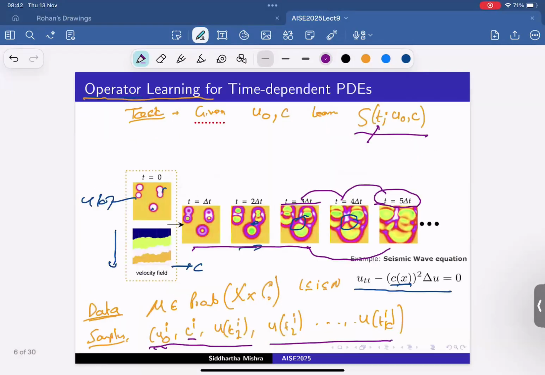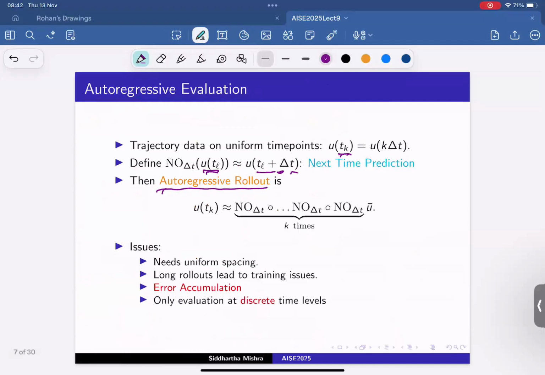So in other words, given the initial conditions, I predict the first step. And then how do I go to the second step? I take the first step and then march again and do the second step. Then given the second step, I march the third step, fourth step, and so on. Right? So this is the idea behind this autoregressive rollouts. You train the operator to just predict for the next time step. Okay? This is what a numerical solver often does.